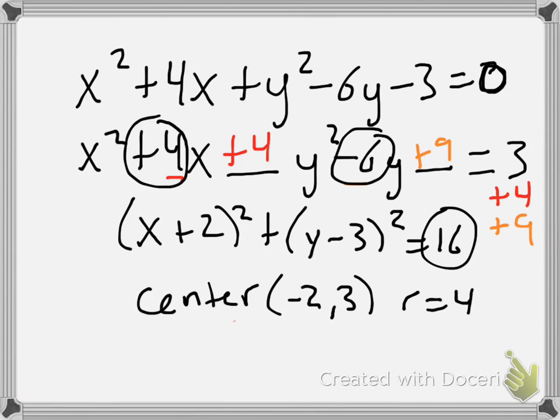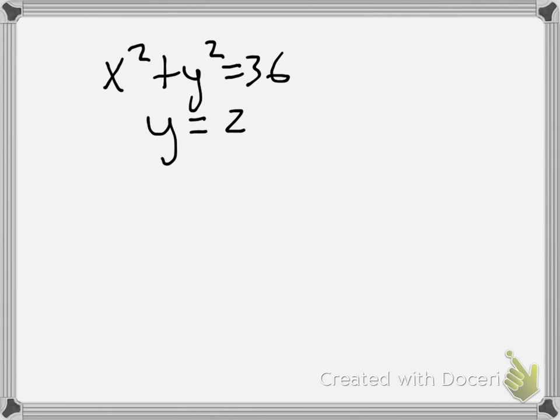Okay, let me see. I'm looking at the pictures as I go through these. Okay, so you had one that said x squared plus y squared equals 36, and y equals 2. All you're trying to do is go through and find the intersection of those two. Honestly, to me it's easier if you just type it into Desmos and find the intersection.